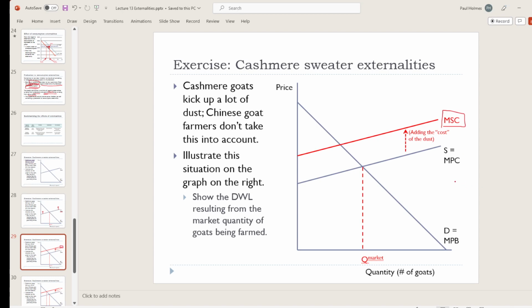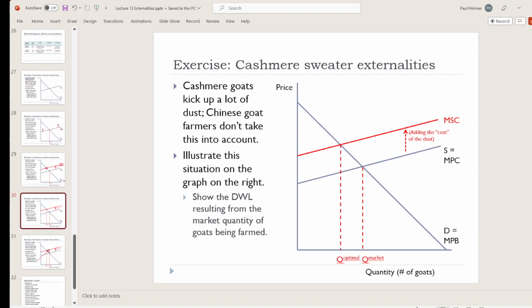Our socially optimal level of production comes where the marginal social cost meets the marginal social benefit. In this case, we don't have any consumption externalities, so this is also the marginal social benefit curve. That is, this is where we would like it to be. This is the level of production that we actually want. That's our socially optimal level of production.